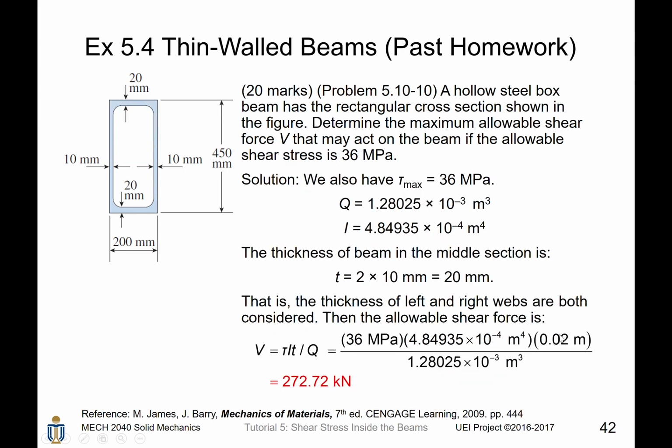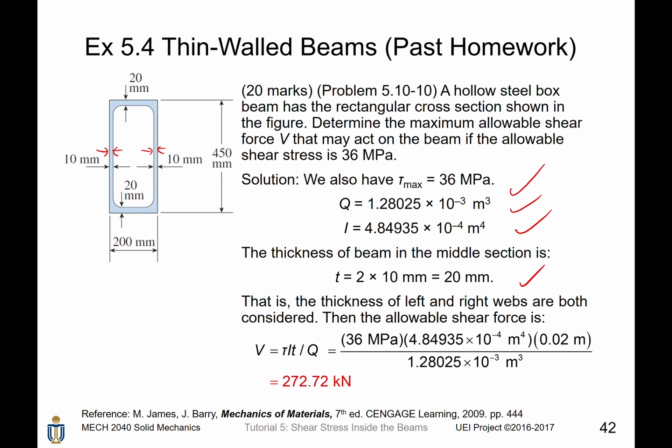Now we have the maximum allowable shear stress, tau max, as well as Q and I. The thickness of the beam in the middle section is given by 20 mm. The reason why we say 20 is that we consider the first moment of inertia of the entire region above the neutral axis. Then we also account for the thickness of both the webs, which is 20 mm.